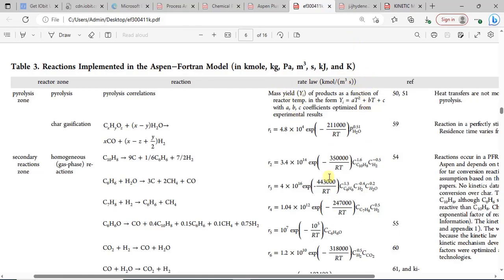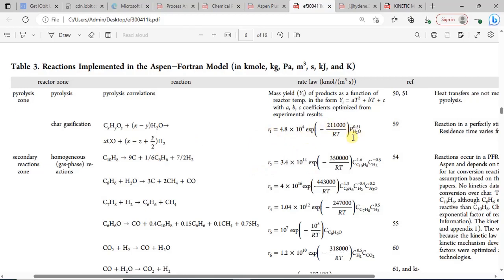So this particular table was actually well specified, right? Because some of them may not actually tell you the rate law unit. But this particular journal specified it, so it's easy for you to know that okay, this is actually based on reactor volume. Now let's see this first rate expression.